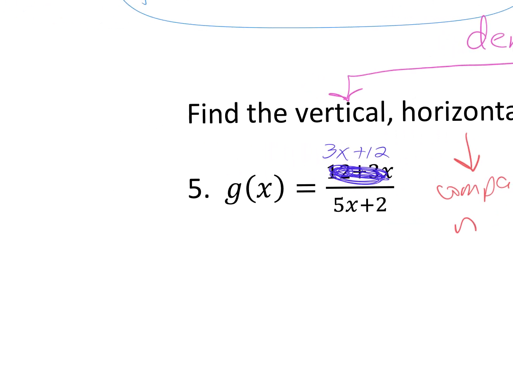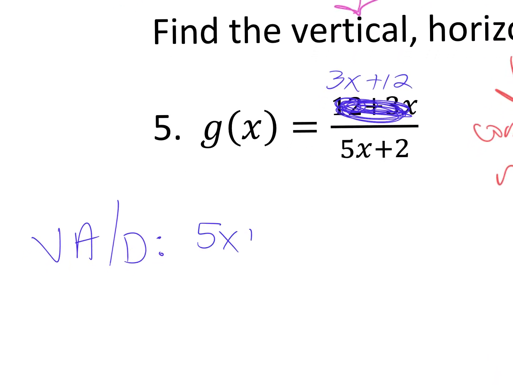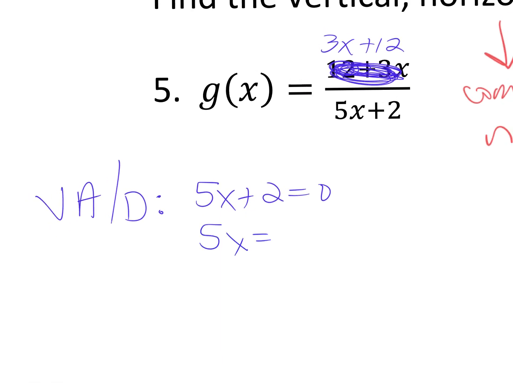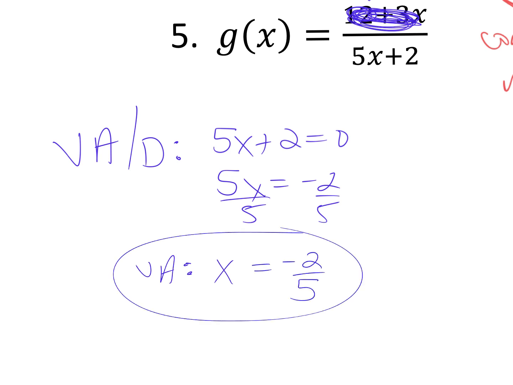So now let's find our vertical asymptote and our domain. We find both of those things by looking where? Okay, so 5x plus 2 equals 0. 5x equals negative 2. Divide both sides by 5. What does x equal? So you have a vertical asymptote at x equals negative 2/5. You have to have x equals. If you just write negative 2/5, it's not a complete answer.